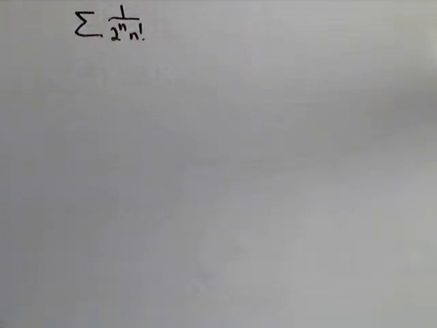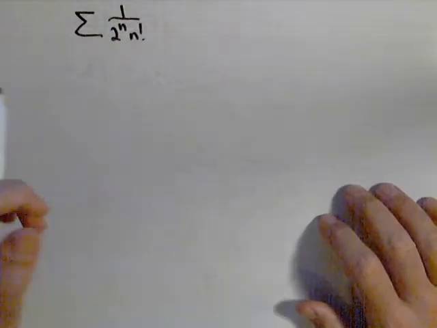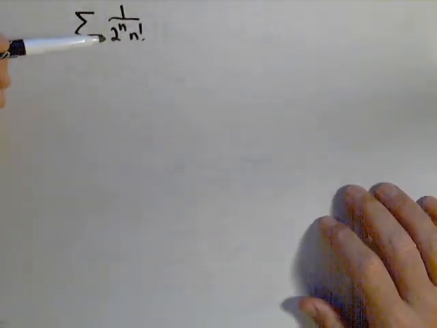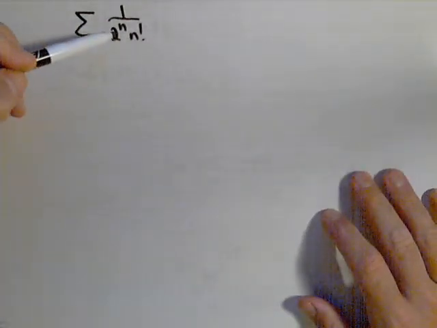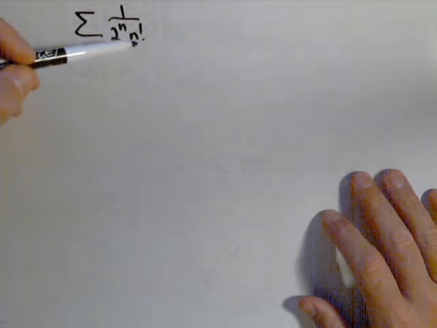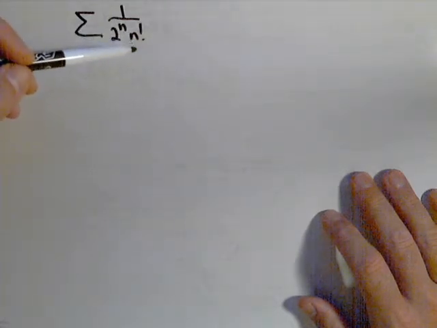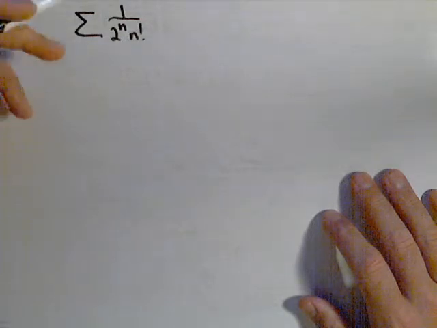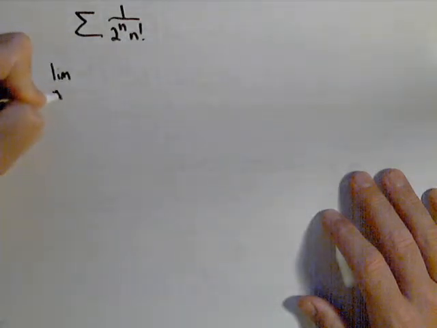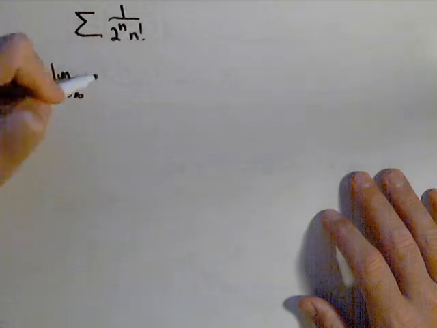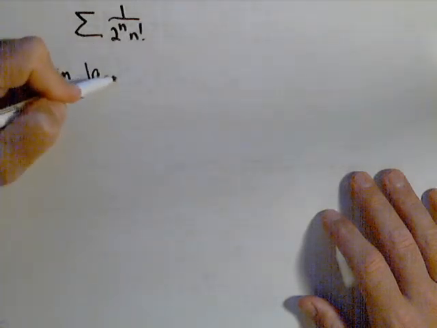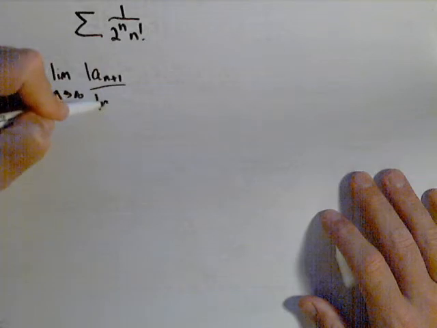So I'm going to do a couple examples here of using the ratio test. Now, in general, what would lead me to think of trying the ratio test here is the exponential piece and the factorial. One or both of those are usually decent signs that we might want to try the ratio test. So the ratio test, we do the limit as n goes to infinity of the absolute value of a sub n plus 1 over absolute value of a sub n.